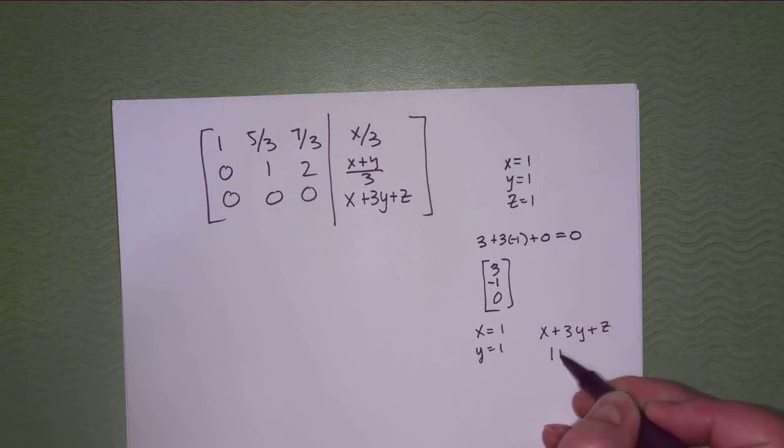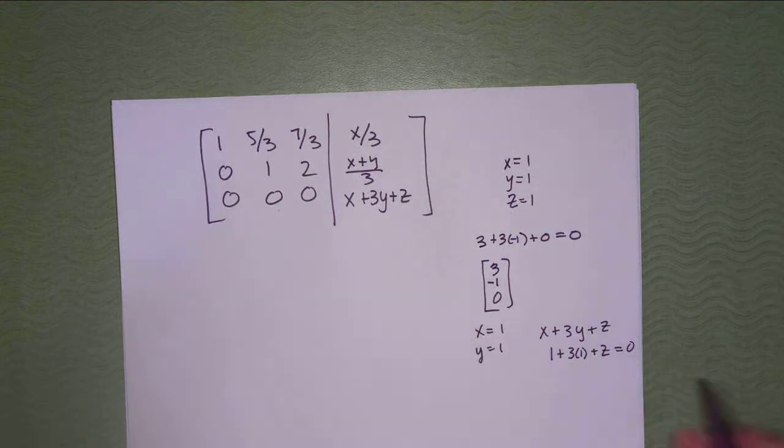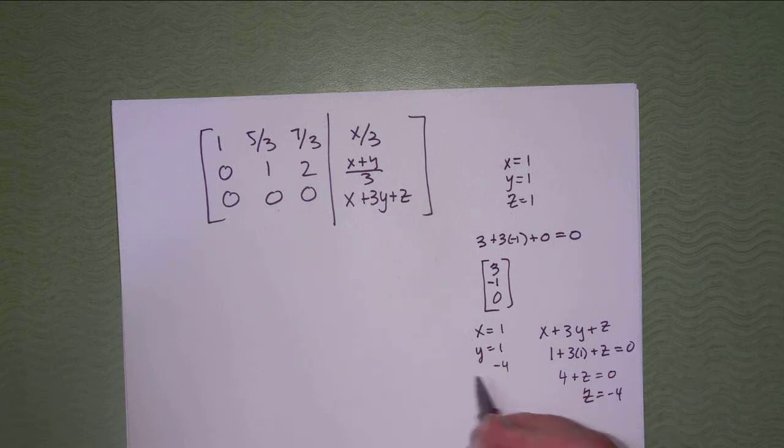If x was 1 and y was 1, and I need that to equal 0 for it to have a solution, z would have to equal -4. So that's another possibility. And I could go on forever plugging in any two and get an answer. All of those vectors together make up the span.